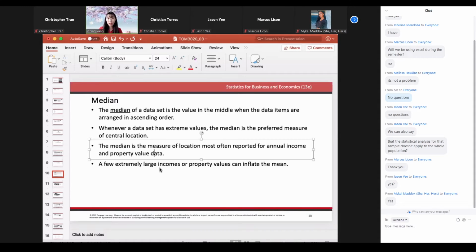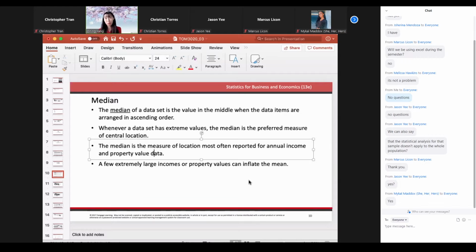For that reason, the median is a measure of annual income or property value. If you are curious, right now, open Google and Google annual income, annual household income, or annual individual income, or property value in whichever city you live in, or you can also search for the state.